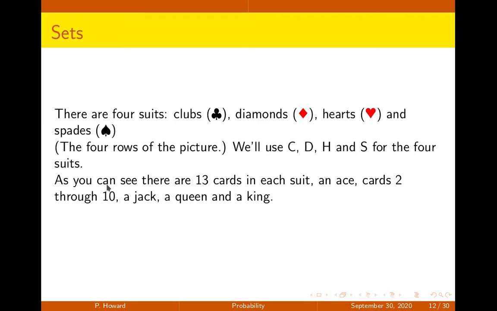And as I said when we were looking at the picture of the deck, there are 13 cards in each suit. There is an ace, there are cards 2 through 10, there's a jack, there's a queen, and there's a king. And we'll use A for ace, 2 through 10, and the symbols J, Q, and K for Jack, Queen, and King when we're talking about these playing card examples.